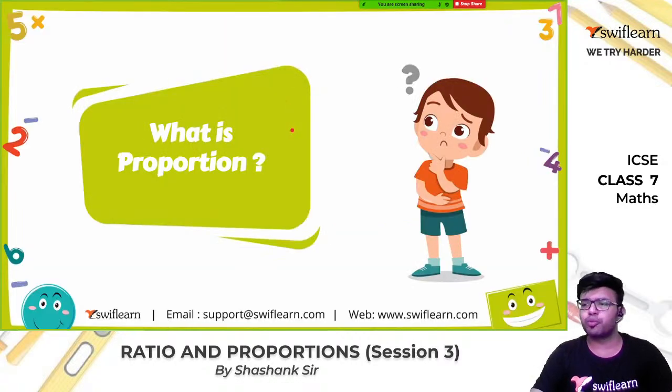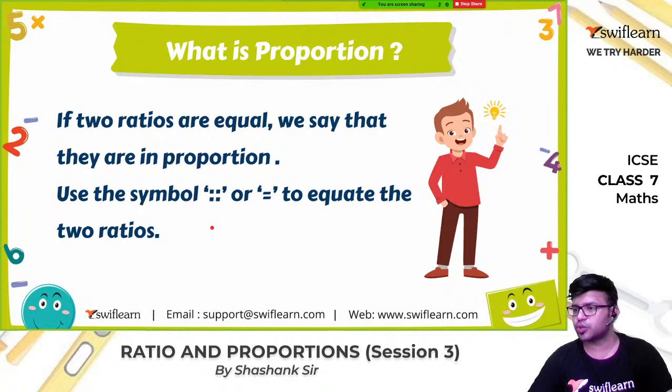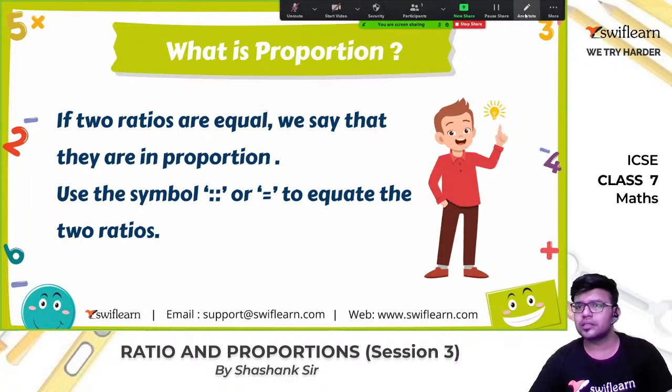So what is proportion now, guys? What is proportion? If two ratios are equal, we say they are in proportion. When two ratios are the same, they are in the same proportion. We use the symbol, four dots or equal to, to equate the two ratios.